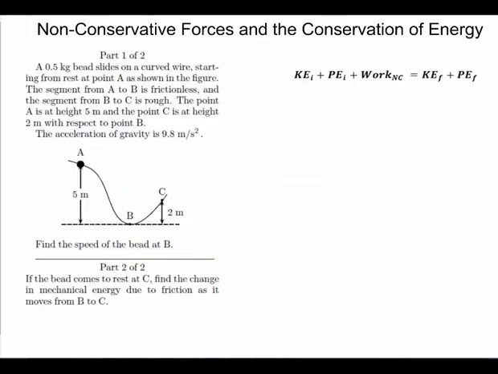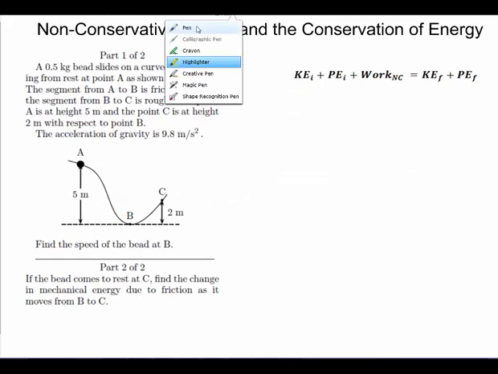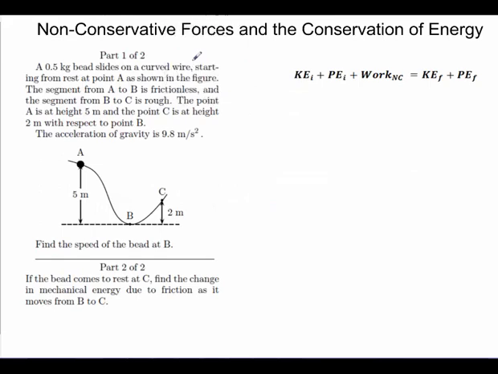Alright, I'm going to work two problems here, and this should clarify everything. The first example is I'm going to have a 0.5 kilogram bead. It's going to slide on a curved wire starting from rest at point A. It's going to slide down to B. This part's going to be frictionless, and then the segment from B to C will be rough, so we'll have some type of friction involved here.